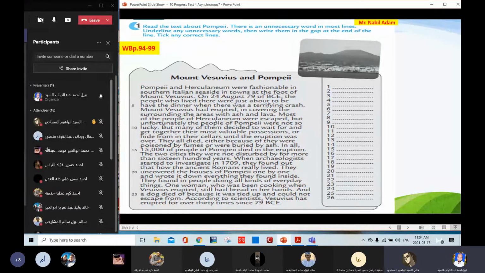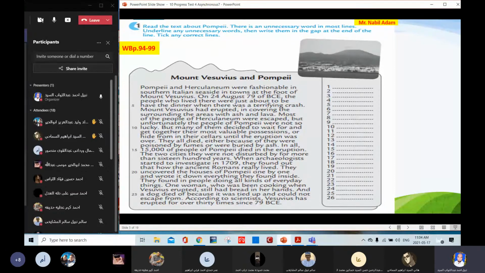Okay. Now, please read the text silently first. Read the text silently. Okay? Read silently and then underline the unnecessary word in each line and then write them in the gap. And if you don't have any unnecessary word, you put a tick next to the number of the line.